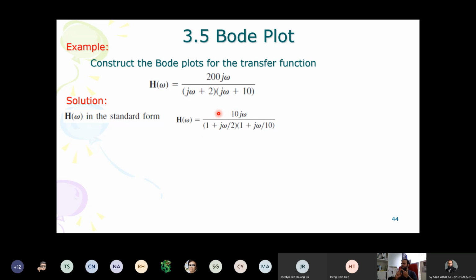What do we see? We see a K. We see j omega, which is a 0 at origin. We see a pole at 2. We see a pole at 10. So far, so good. Anyone not following?